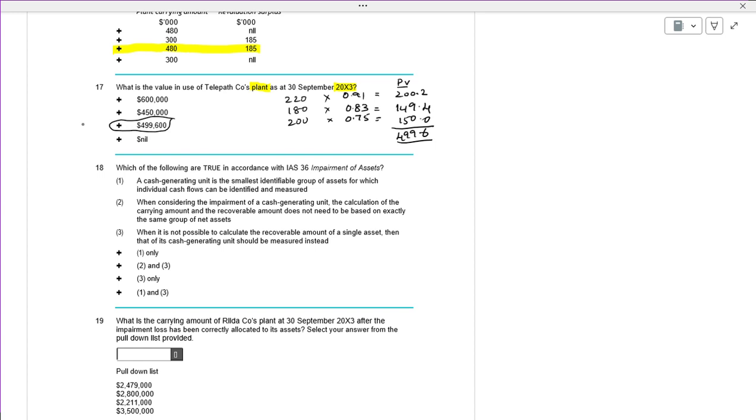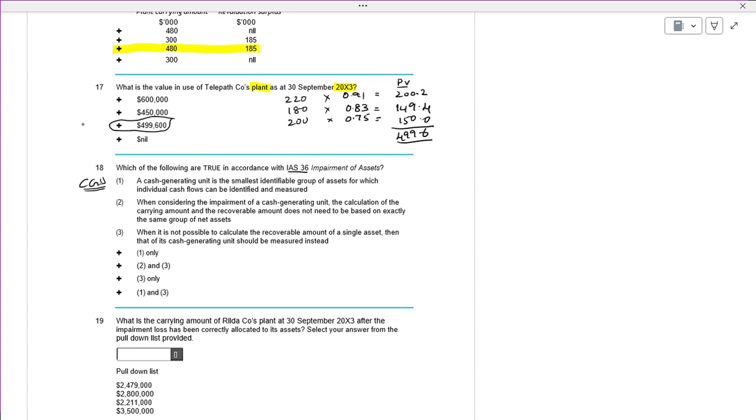Which of the following are true in accordance with IAS 36? Do you have any idea about cash generating units? We have an idea, but we have forgotten. A cash generating unit is the smallest unit in the entity.